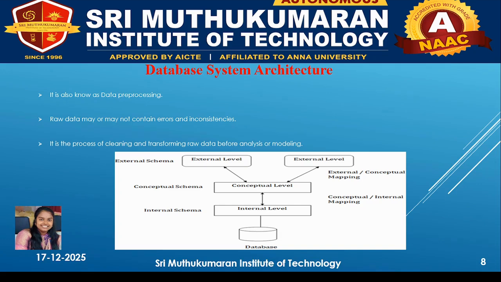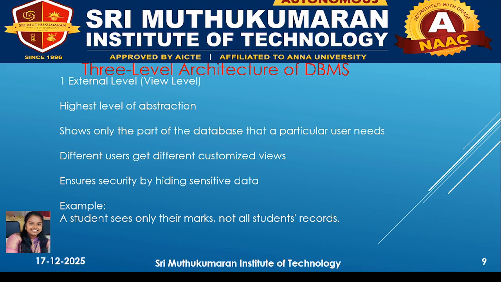This diagram represents the DBMS architecture. It is known as data pre-processing. Raw data may or may not contain errors and inconsistencies. This is the process of cleaning and transforming raw data before analyzing the model. External level, conceptual level, internal level. This is the architecture diagram. Then 3 levels of architecture.